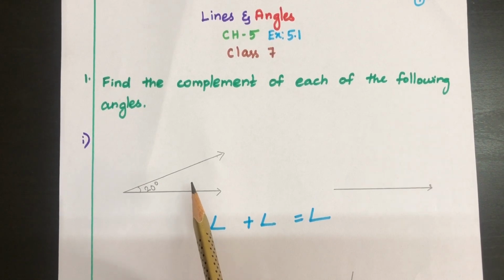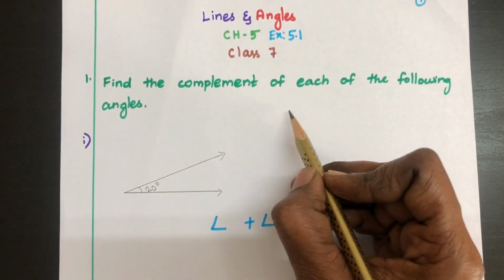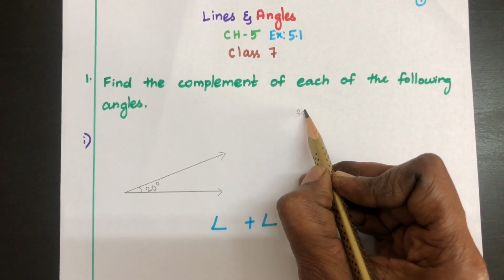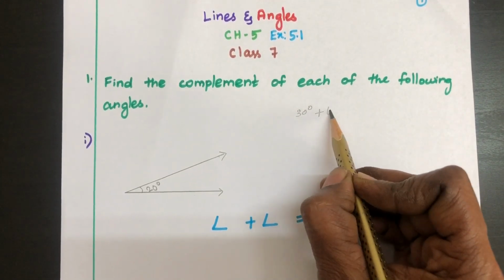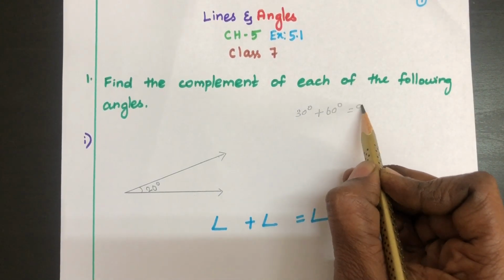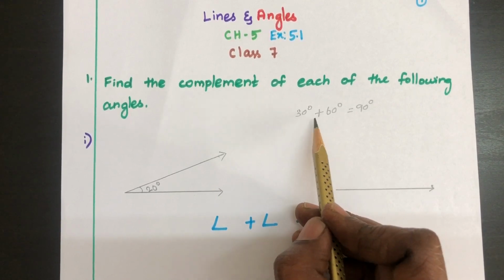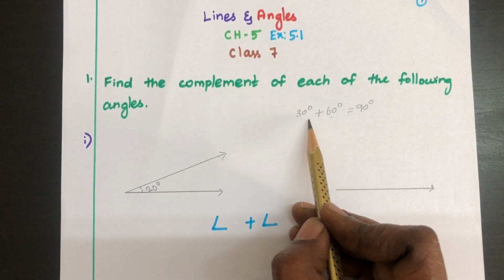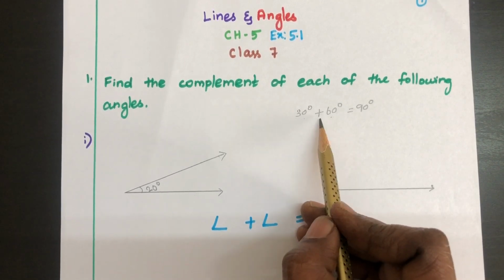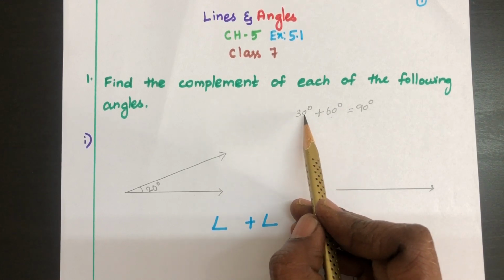Complementary angles. Two angles are said to be complementary if the sum of their measures is equal to 90 degree. Suppose they have given you a 30 degree angle, the other angle must be 60 degree. This is equal to 90 degree. If you add two different angles and the sum gives you 90 degree, both the angles are said to be complementary angles, complement to each other. 30 degree is complement to 60 degree, 60 degree is complement to 30 degree.